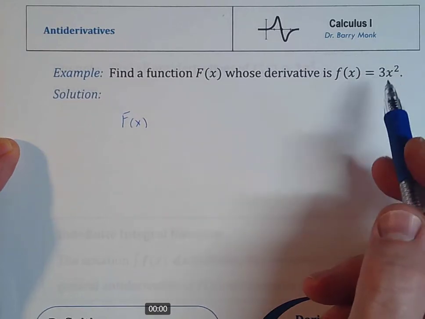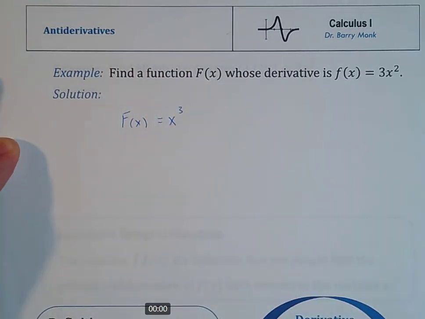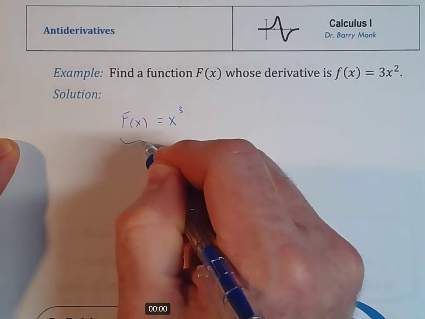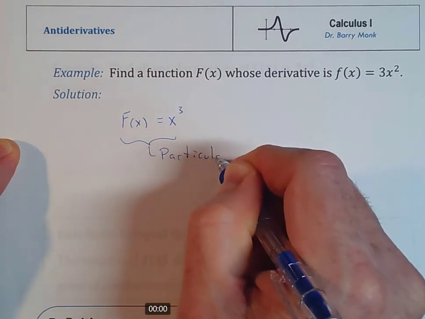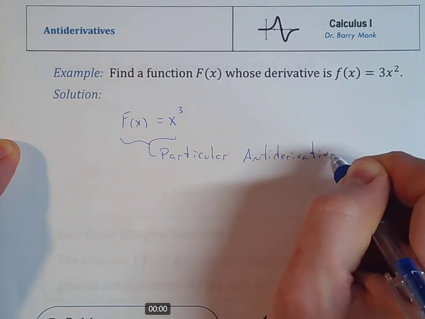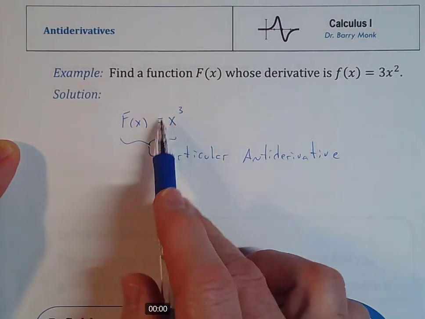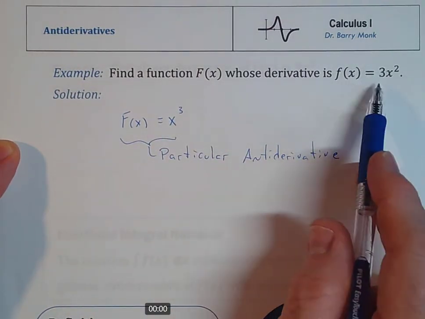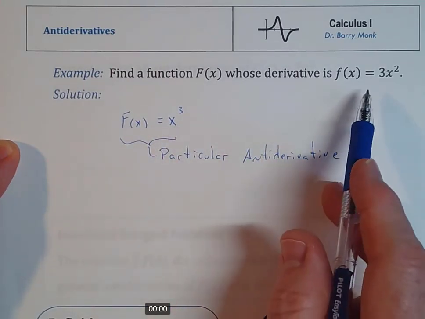And because we know how to do derivatives, we can see that x cubed would be a function that if you took the derivative of it, you'd get 3x squared. This is what we call a particular antiderivative. It's a function that when we take the derivative of it, we get 3x squared. That makes x cubed a particular antiderivative of 3x squared.